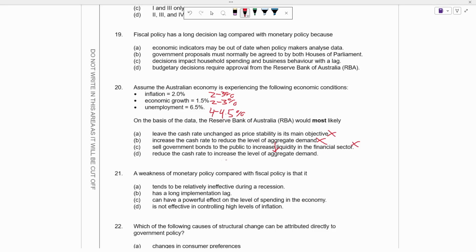D, reduce the cash rate to increase the level of aggregate demand. This one is correct. If the RBA reduces the cash rate, leading to a higher level of aggregate demand, this will increase economic growth and decrease the unemployment rate, as firms have access to cheap money, allowing them to invest and hire more workers. The inflation rate will rise slightly, however, it will still be in between the 2 to 3% range, so the RBA would decrease their cash rate.